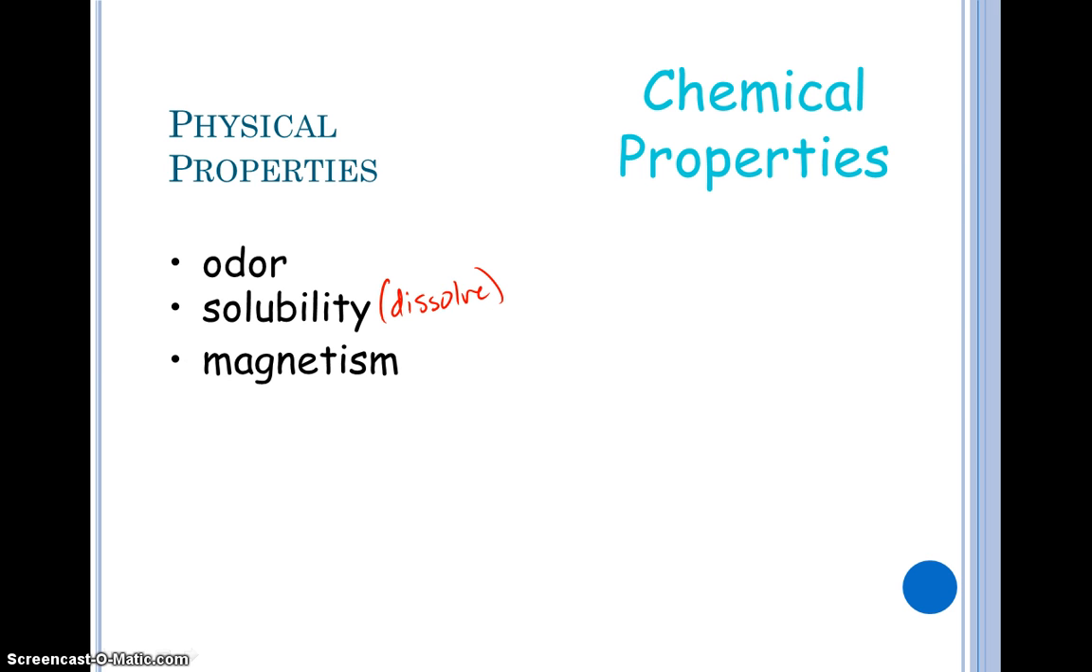Your magnetism, whether or not you're attracted to a magnet, would be a physical property. We know some metals are magnetic, but other metals are not. So that would be a physical property that we can use to distinguish metals from each other.